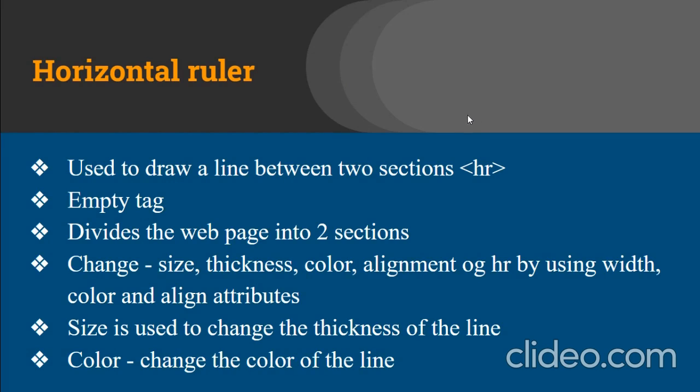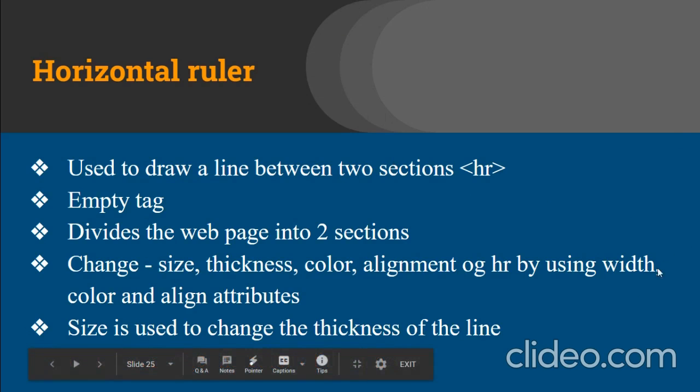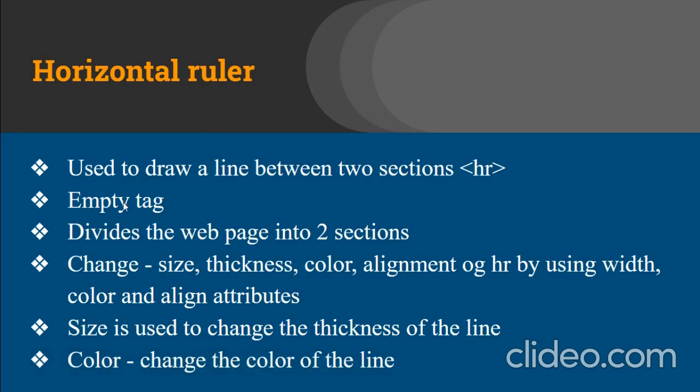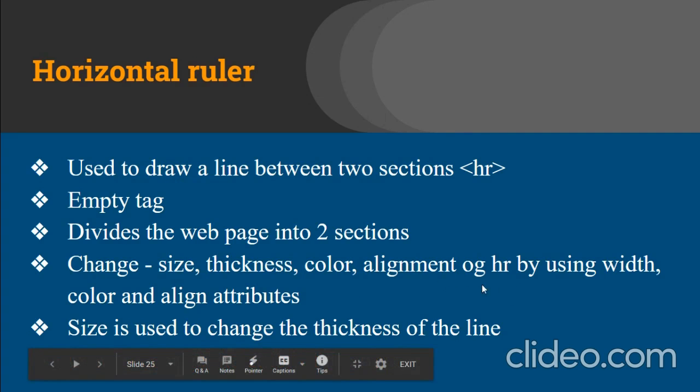This is an empty tag. It has only the opening tag. It does not have a closing tag. This divides the web page into two sections. You can change the size, thickness, color, alignment by using the size, width, color, and align attributes.